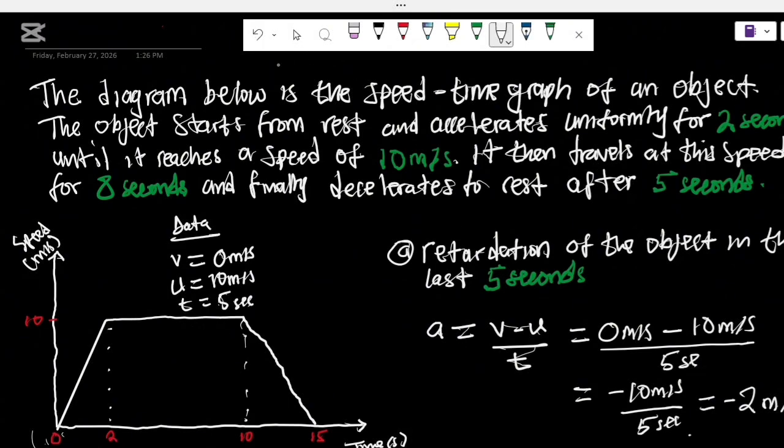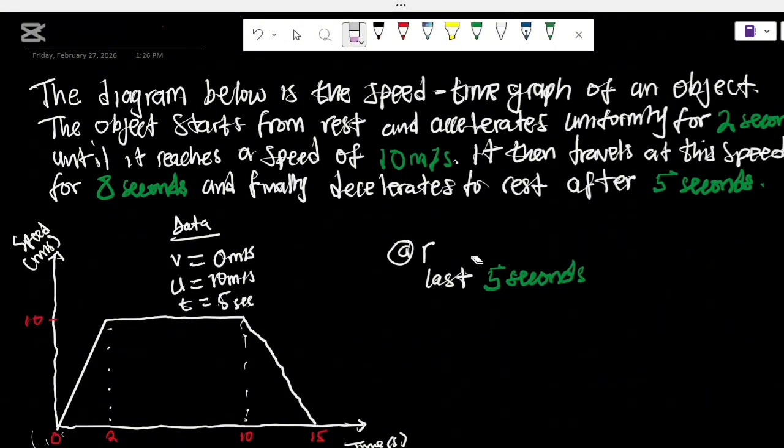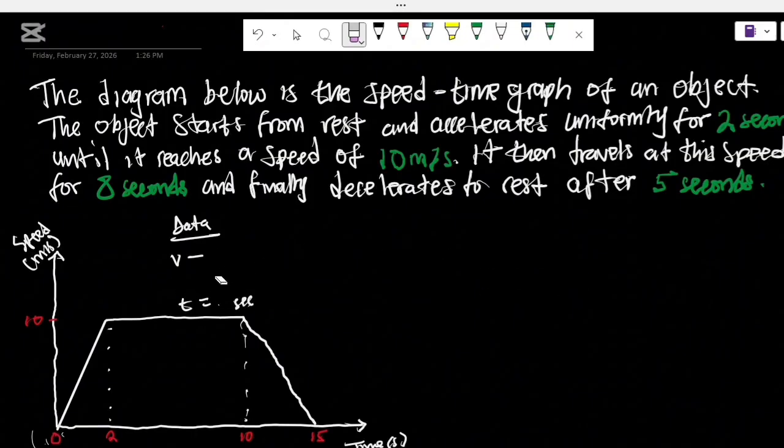What about the second question? Well, for the second question, question B is asking, find the distance traveled in the first 10 seconds.